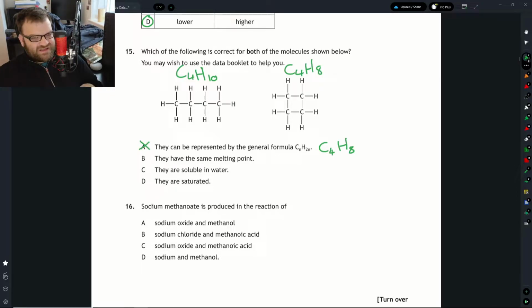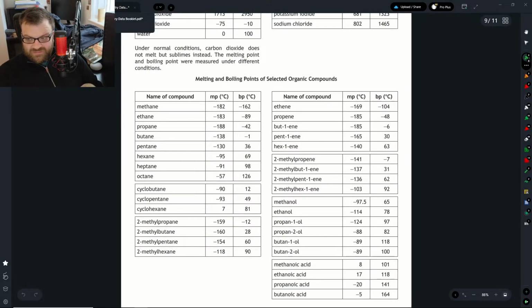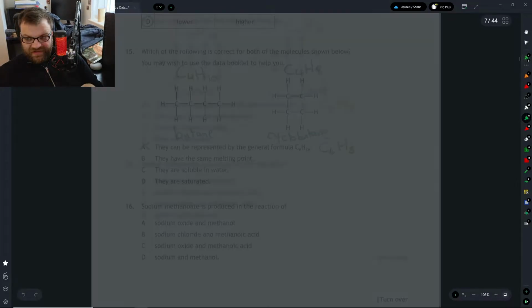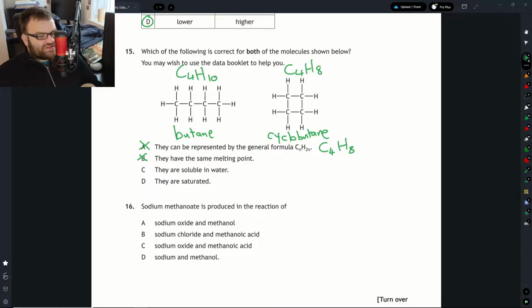They have the same melting point. Okay, it asks about the same melting point. We need to know what these are called. This is butane. The other one is cyclobutane. Same melting point? Different numbers. Not going to be our correct answer. Answer C is incorrect. Hydrocarbons don't dissolve in water.